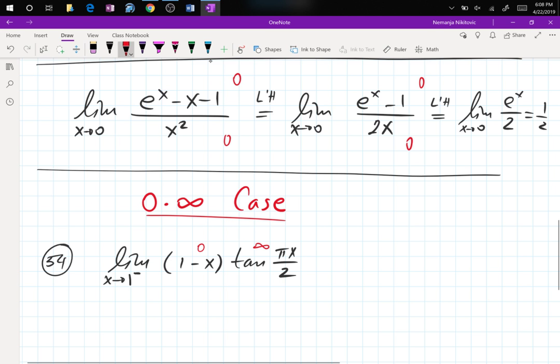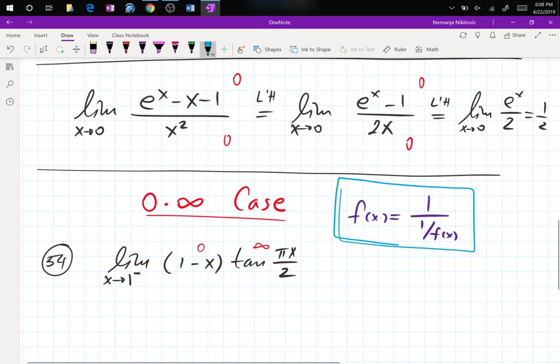We have to transform this into one of our other cases. What is the trick that we are using? We're using the trick that f of x is equal to 1 divided by 1 over f of x. It's a very cheap algebra trick, and this is the only trick you have. There's nothing else. So remember this one and use it all the time.